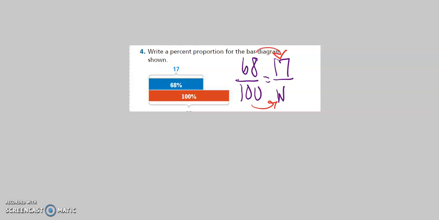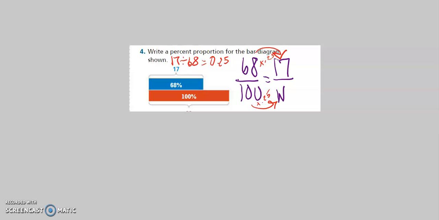So to do this, I drew my scale factor arrows, and I'm going to find what do I multiply 68 by to get 17. So to find that, I'm going to do 17 divided by 68. And I may be surprised to see that that actually is 0.25. So that means that I'm going to use the scale factor of 0.25. So I do 68 times 0.25, that should be 17.